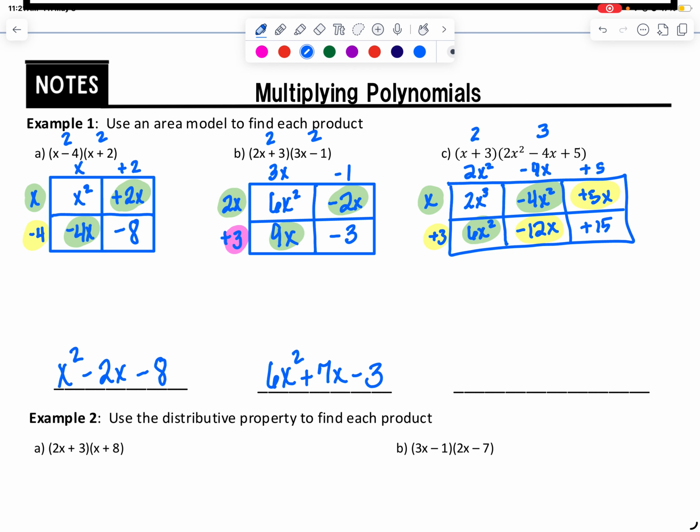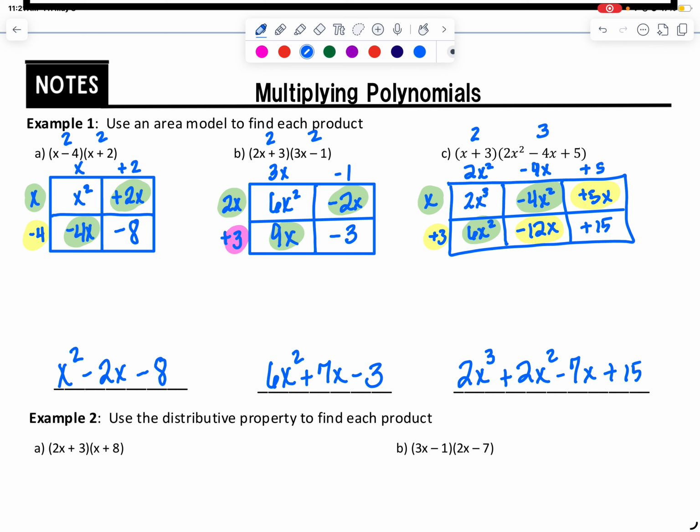So when you write your final answer, there's nothing to combine the 2x cubed with. So just write it down. Then combine 6x squared with negative 4x squared to get positive 2x squared. Now combine the negative 12x with the positive 5x to get negative 7x. And then there's nothing to combine the 15 with. So that's our final answer.